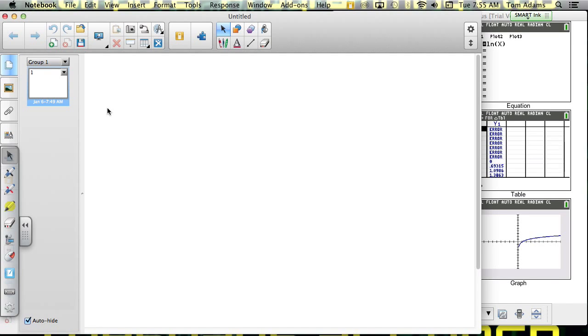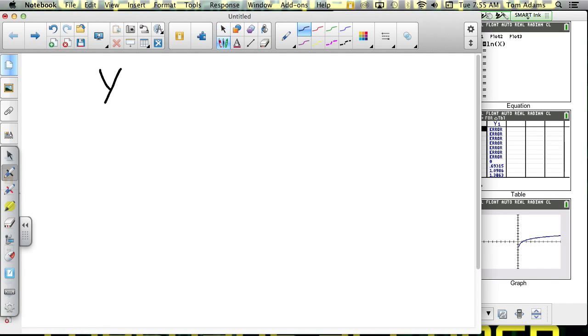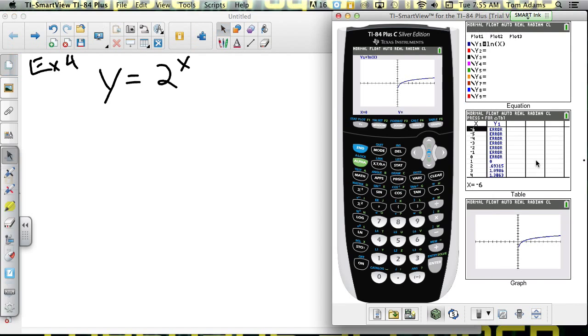Before, what we did is if we had a function, and I'm just going to write a function down here, y equals, and this is example number 4 out of your textbook. If I had a function y equals 2 to the x, we graphed that yesterday, and it grows fast. It kind of looks like a right half of a parabola, sort of. Well, let's just sketch the graph a little bit. Actually, instead of sketching it, let's just graph it.